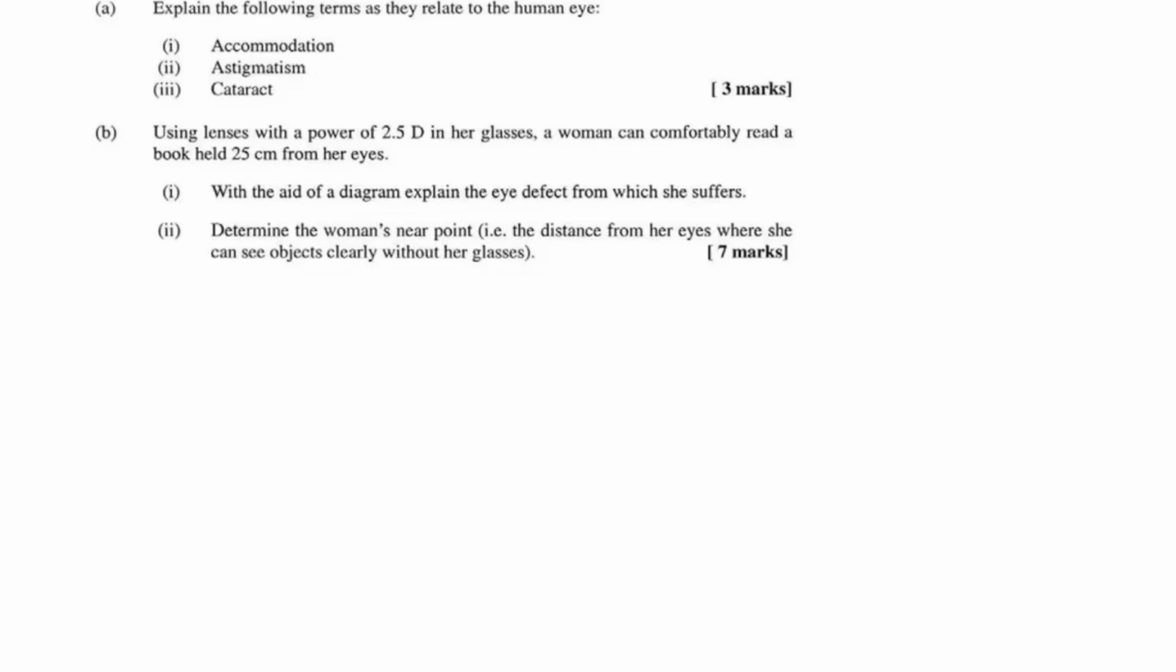So she has on her glasses, and those glasses are allowing her to read something that is 25 centimeters away, which means that before that, she wasn't able to read something at 25 centimeters. Would you agree?